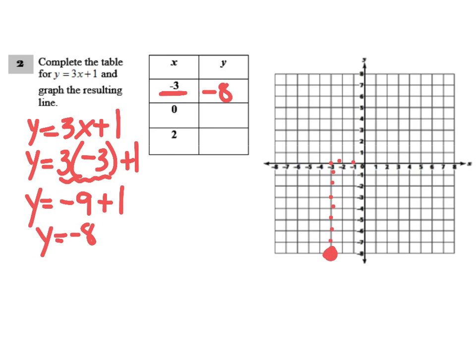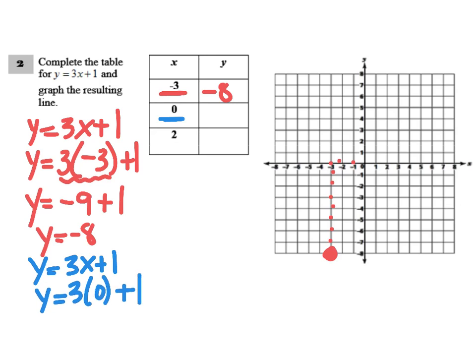Okay. Alright, now we're going to plug in 0. So we're going to have y equals 3x plus 1, and I'm going to plug in 0. Leave the 3, take out the x, plug in 0, plus 1. 3 times 0 is 0. 0 plus 1 is just 1. So this will be the point 0, 1. So left and right 0, up 1, and that'll be the point.